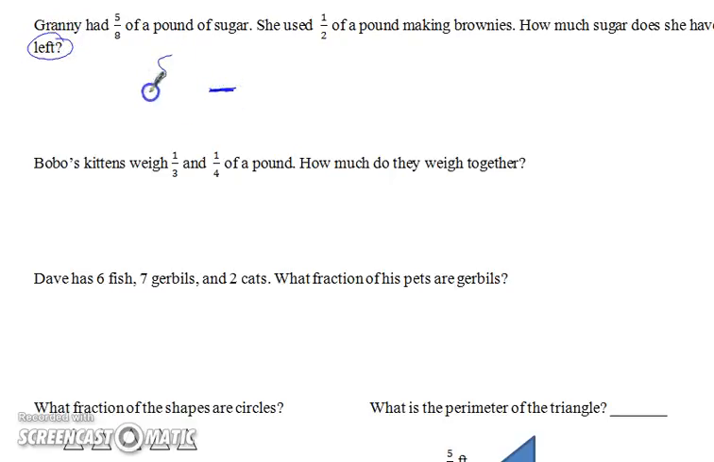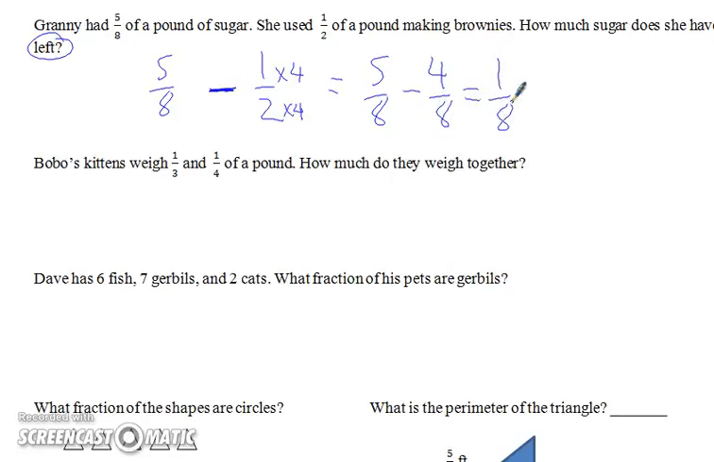So we started with 5/8, and she used a half. So I have a subtraction problem, and I don't have the same denominator. But I can take 2 times something to get to 8, so I can take this times 4. So I'm keeping my 5/8. I'm going to still subtract. 1/2 is really 4/8. 5/8 minus 4/8 equals 1/8, and I think they were pounds, it looks like. Pounds of sugar.